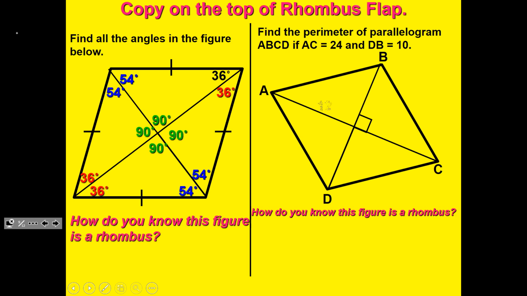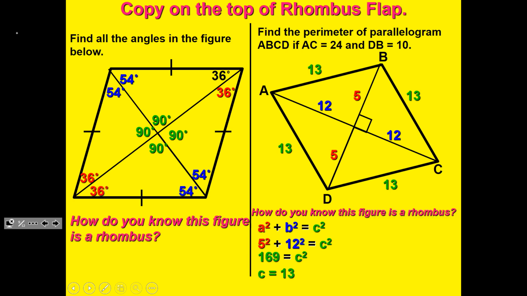So like you guys just told me, we know because it has that 90, we went ahead and labeled our pieces like they gave us the information for. We used the Pythagorean theorem to find the missing side. So one side must be 13, and if one side is 13, like you guys said, they all are. So perimeter, we add them all up.